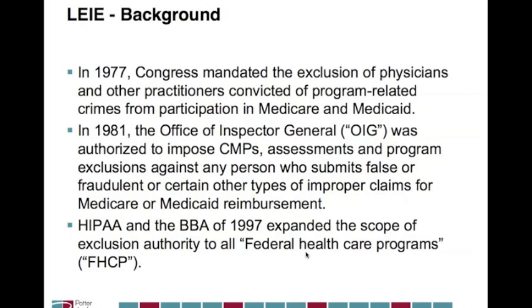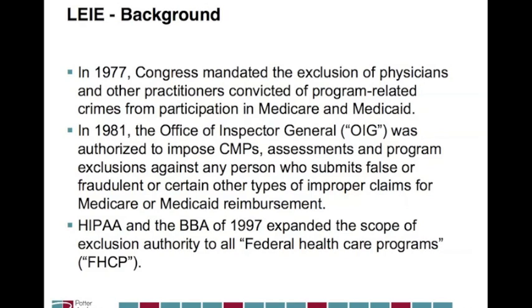The list started in 1977 when Congress mandated the exclusion of healthcare providers who were convicted of program-related crimes against the Medicare and Medicaid programs. A few years later, the Office of Inspector General was authorized to impose CMPs, or civil money penalties, other assessments, and program exclusions against individuals who submitted false claims or fraudulent or other types of improper reimbursement claims to the Medicare and Medicaid programs.